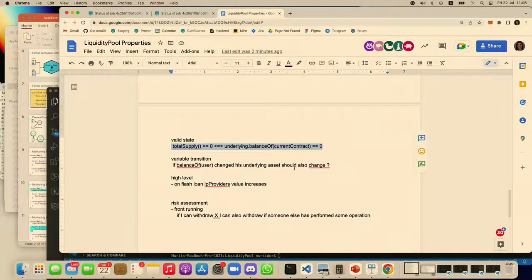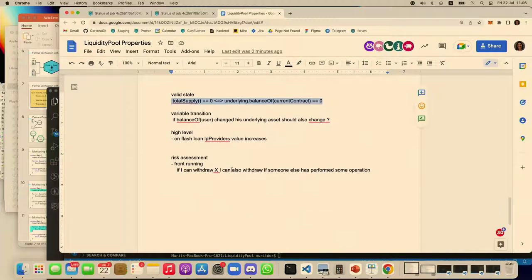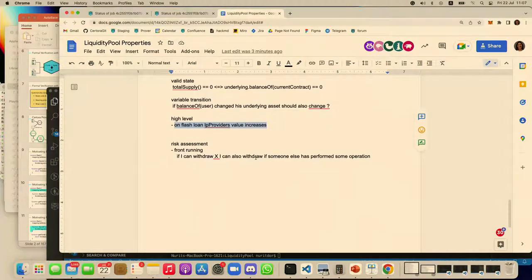If balance, so another variable transition is the balance of the user. When should it change? And another high level rule, and this is the main issue of the system, right? The main issue of the system is that LP providers are gaining some fees. They want to increase their assets. So on flash loans, the LP providers' values should increase. Again, never easy, because the prover will find a violation that it stays the same. But we can work with it and actually prove that it will increase. So if someone increases, LP providers should increase.